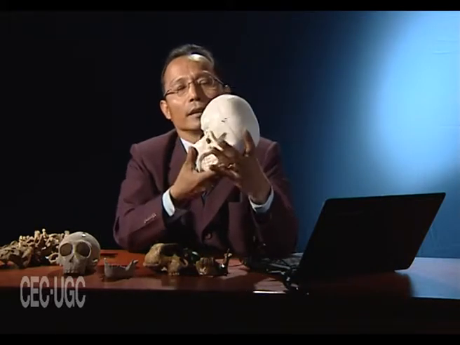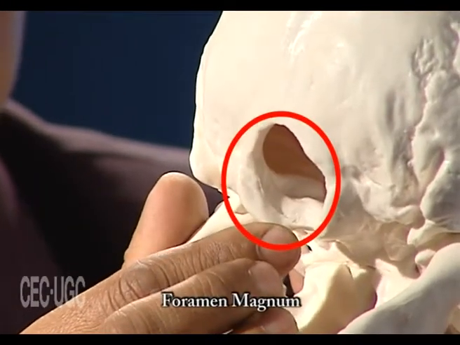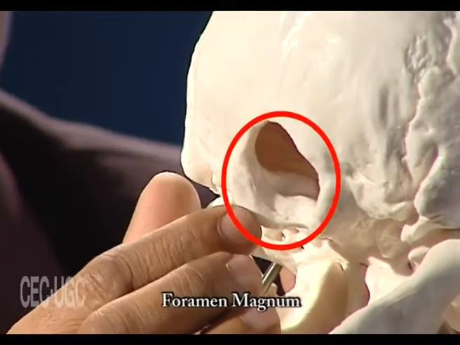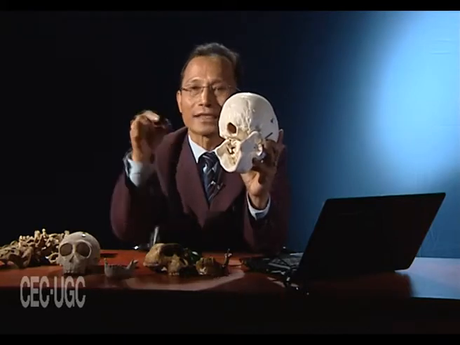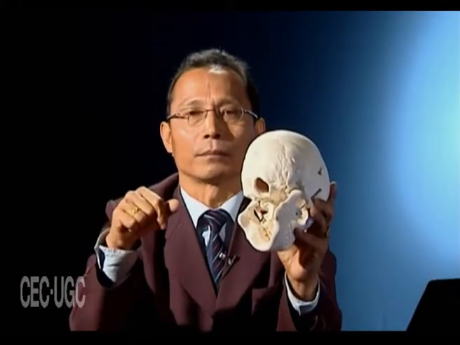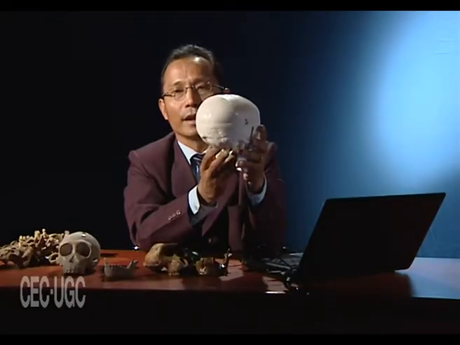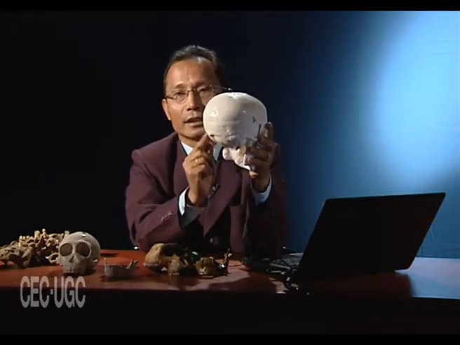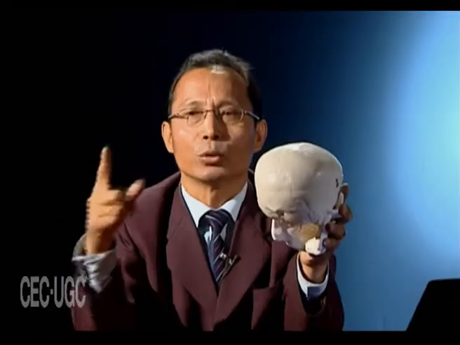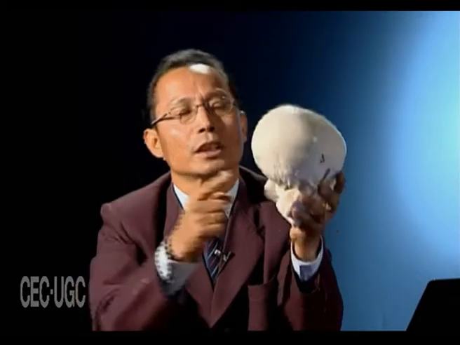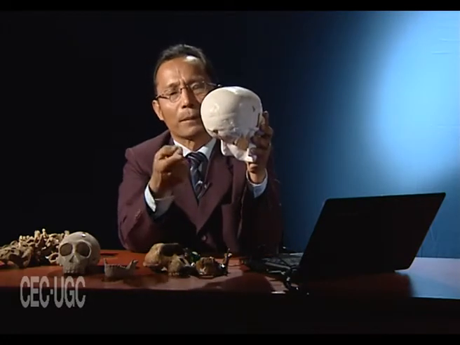Now, this hole is called foramen magnum. This foramen magnum is a hole which connects the brain with the spinal cord, which passes through the middle of the vertebral column. This foramen magnum is perfectly in 6 o'clock position. If you just look at a wall clock, you know the position of 6 o'clock. So this foramen magnum is in a 6 o'clock position, that means perfectly facing downward, perfectly at the base of the skull.